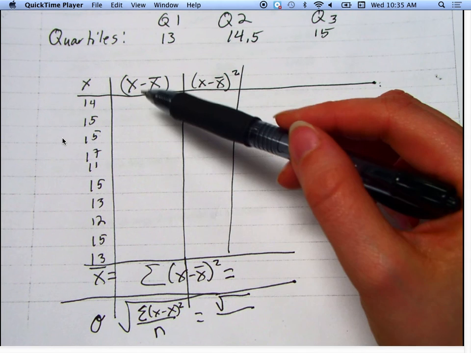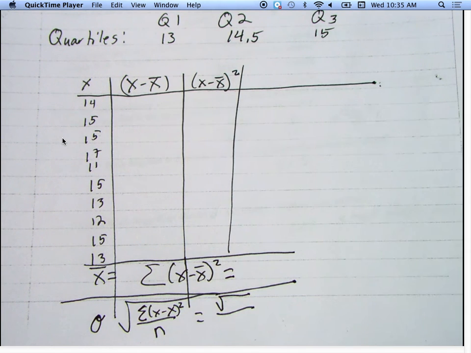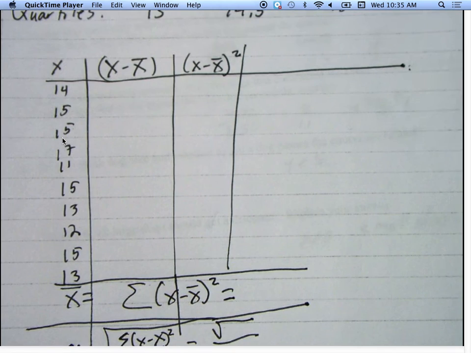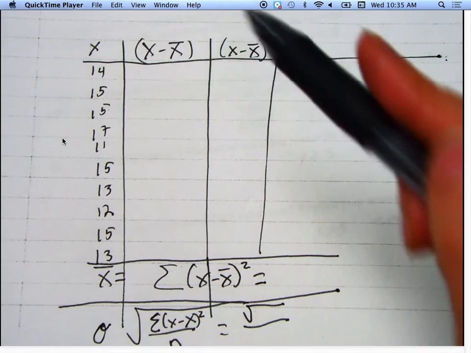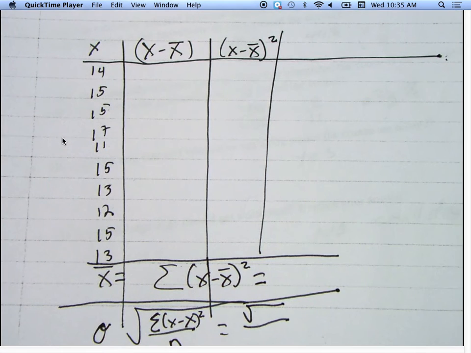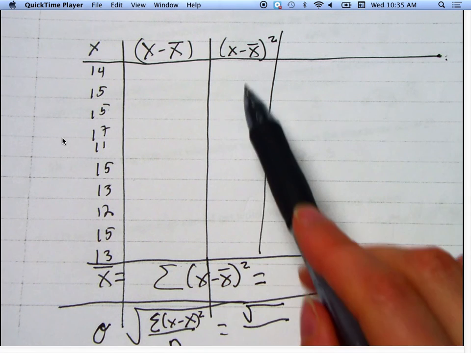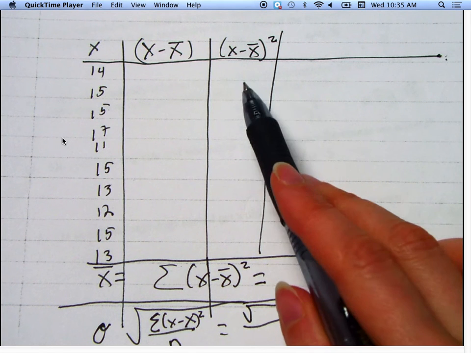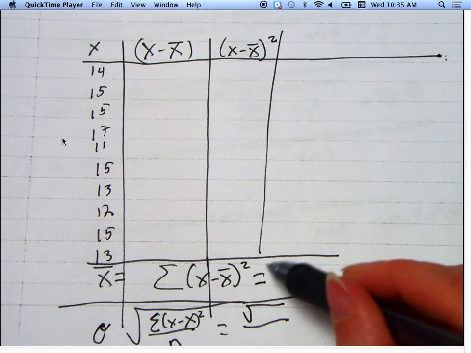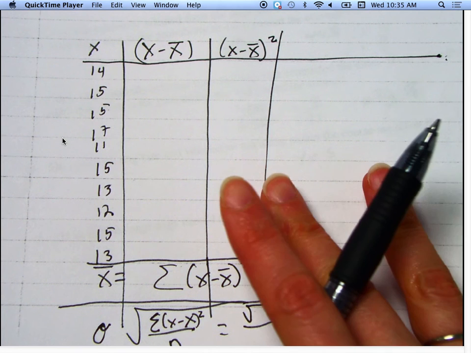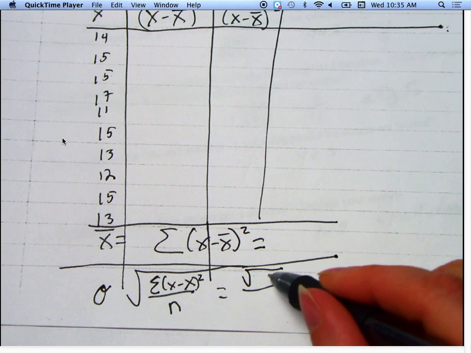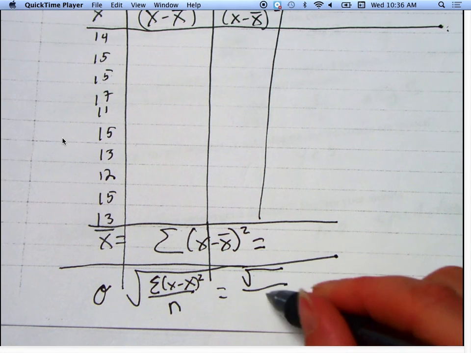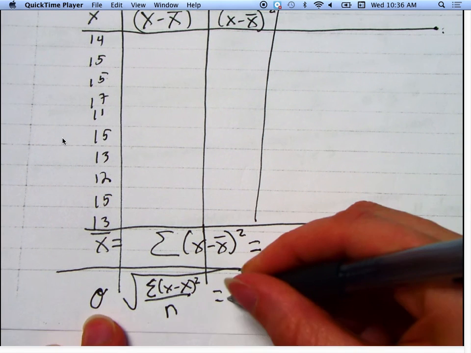The next part of our chart that we're going to fill out together, I'm going to zoom in a little bit, is subtracting each number from the mean. The third part is we're going to square that answer. Fourth part is we're going to add up all the answers in this column and put it right here. Fifth part is we're going to stick it in this formula where we put the sum here over the number of terms, and we square root the whole thing.